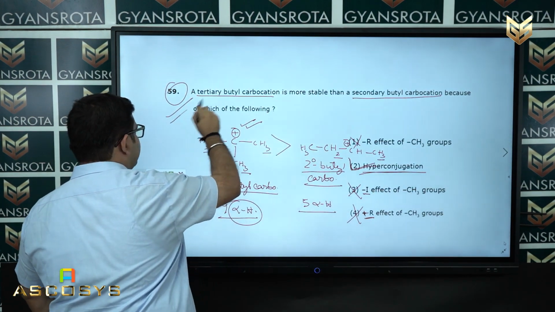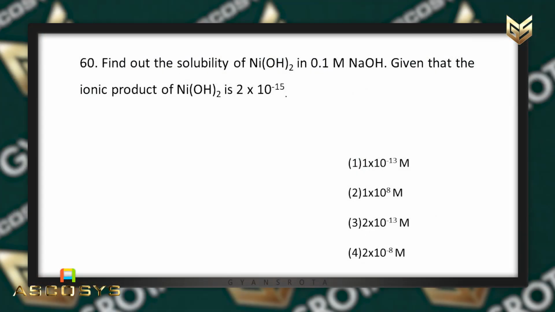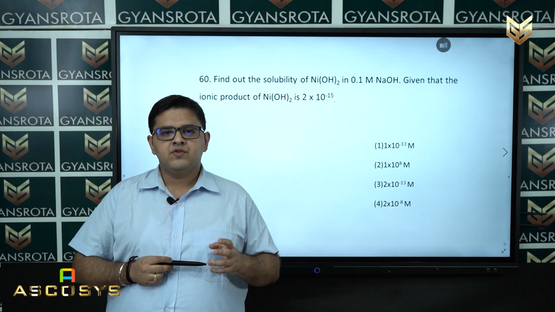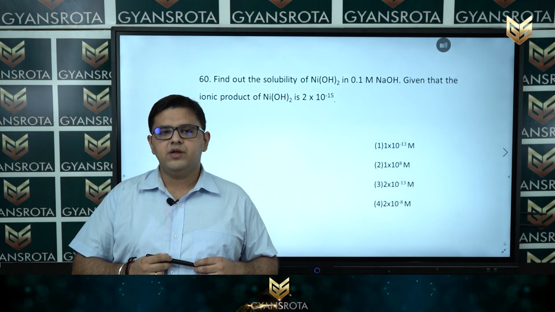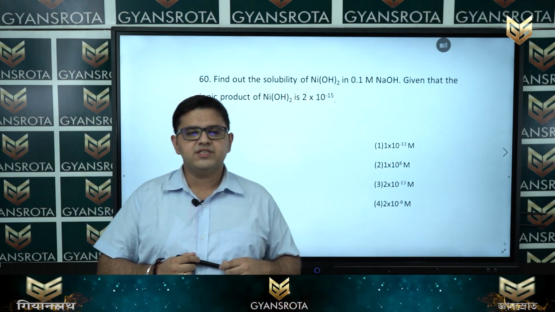So, question number 60 is on your screen. Find out the solubility of nickel 2 hydroxide in 0.1 molar sodium hydroxide. Given that the ionic product of nickel 2 hydroxide is 2 into 10 to the power minus 15. So, this question comes from the equilibrium chapter of your class 11 NCERT. So, now we are moving to the solution part.